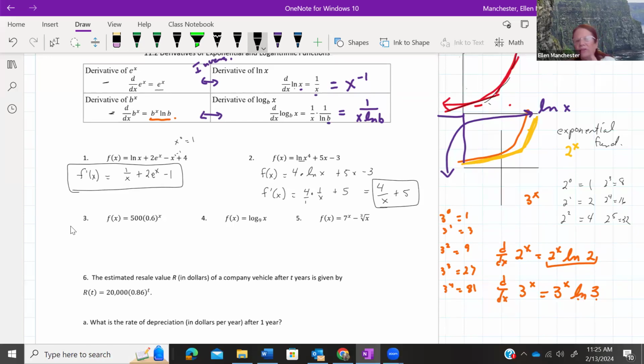Okay, any questions on that one? And you'll get lots of practice when you do your homework for tonight. You'll get lots and lots of practice on these.